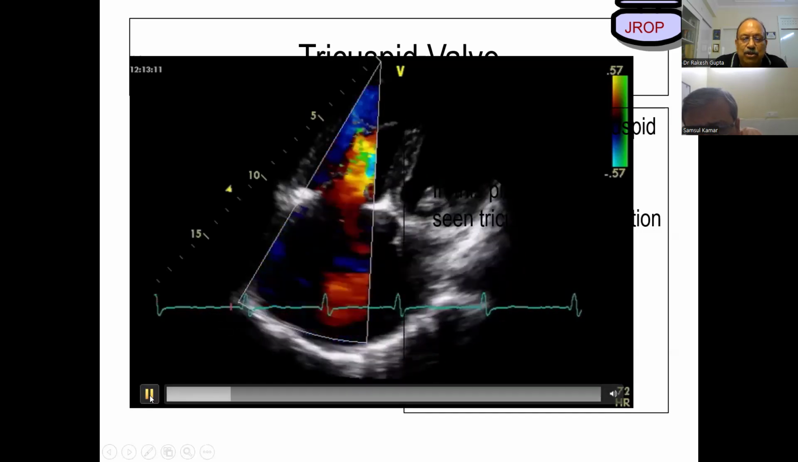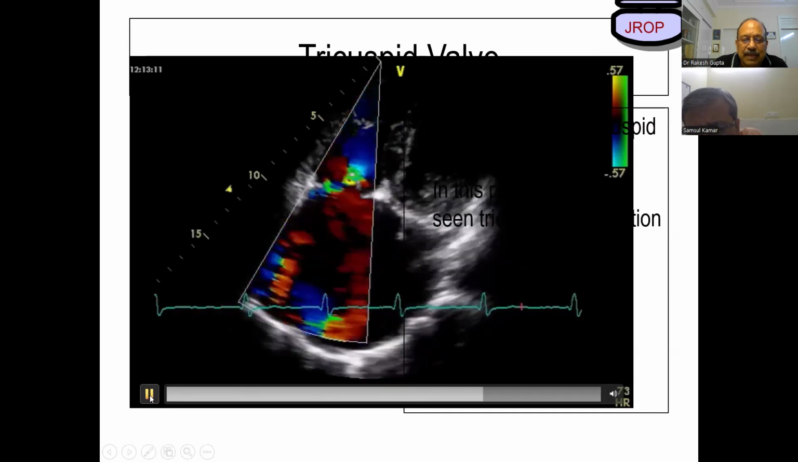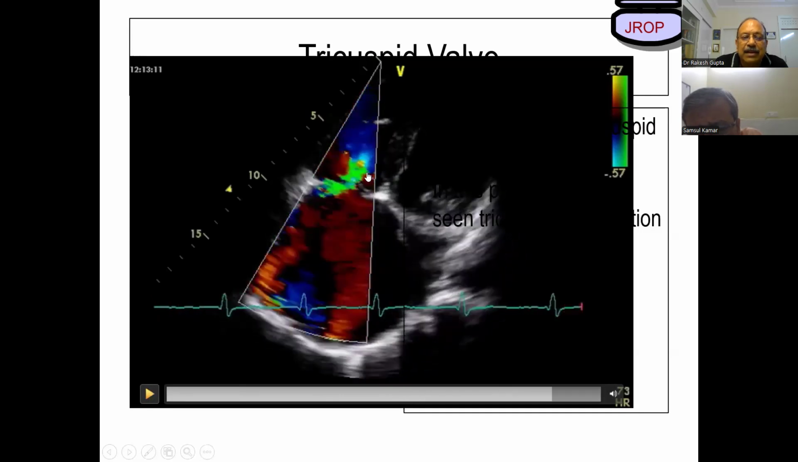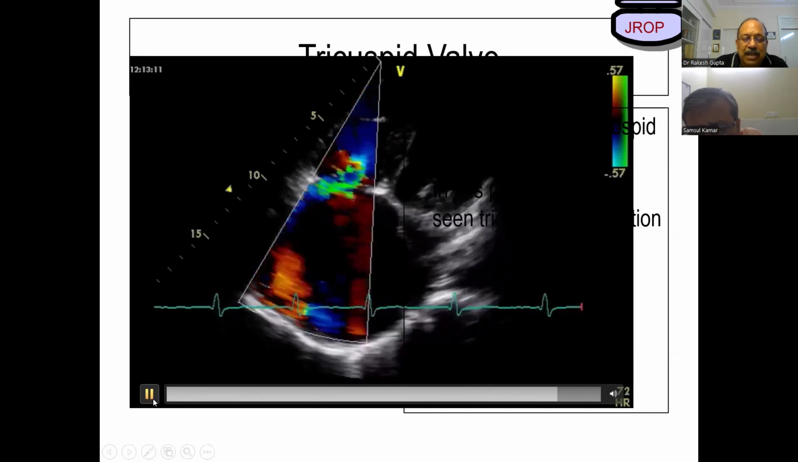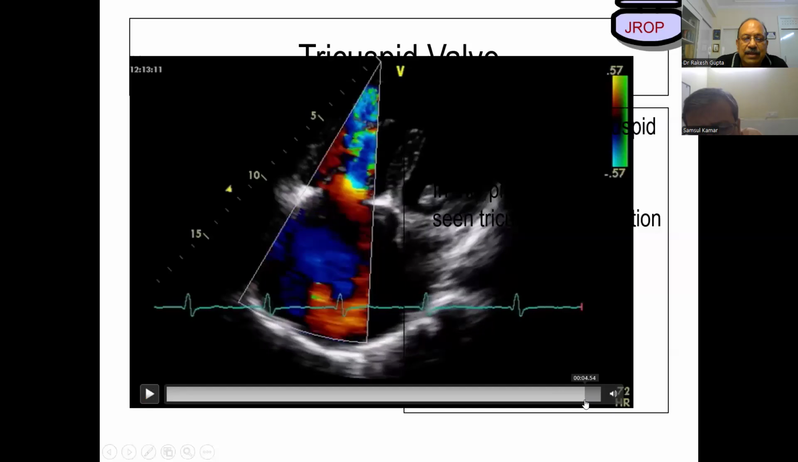And now we have to be more sure on which side the pizza is there or not there. Here, the pizza is not clear, but I can say very confidently, my pizza is very clearly seen on the atrial side. Wherever the pizza is formed, the opposite side is a significant lesion. So this patient has got a TS with TR. But my question is, does this patient have a significant tricuspid stenosis?